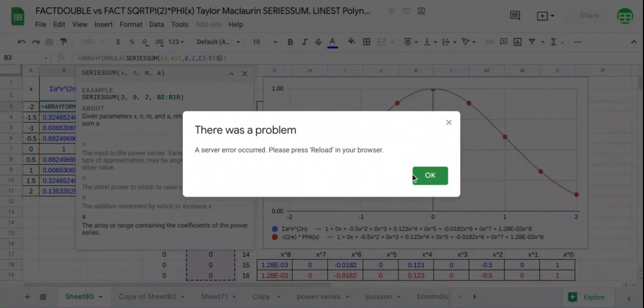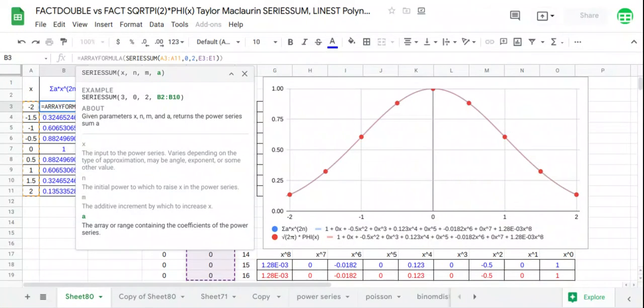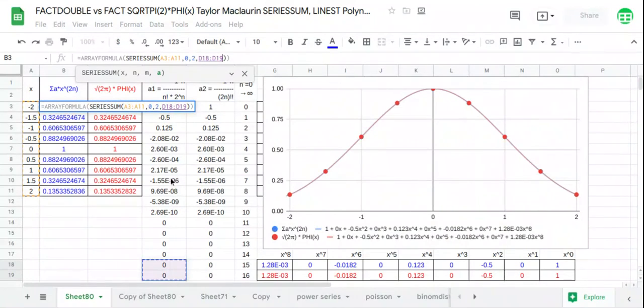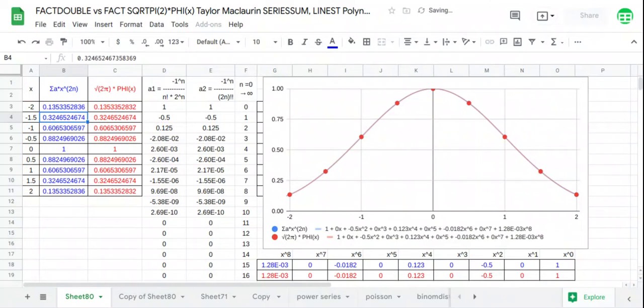Suppose we use the factorial. So use the factorial and enter. We still get the same polynomial regression coefficients. Our polynomials remain the same. The trend lines are the same. And the datasets are still the same. This completes the use of double factorial and factorial in generating the Taylor-Maclaurin series of expansion of square root of 2 pi times phi sub x, phi of x.